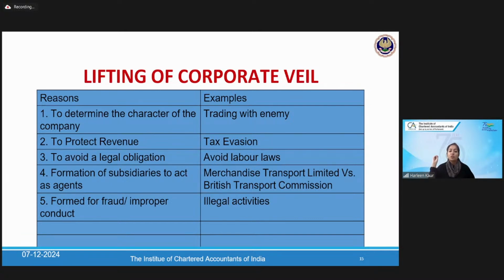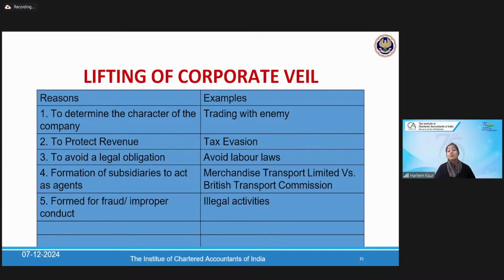Similar was the case of formation of subsidiaries to act as your agent. If you're just transferring your money for investing in subsidiary companies who are just acting as your agent only, they're not doing any business, but you have just done the contravention of the provisions. You're just circulating money, investing it in the subsidiaries, and they're acting as your agents only. So in Merchandise Transport Limited versus British Transport Commission, it was held that forming of these subsidiaries will be considered illegal and the corporate veil will be lifted and you all will be treated as one.